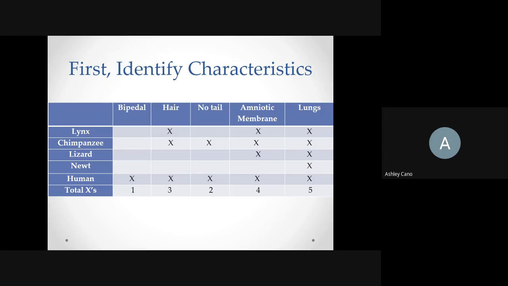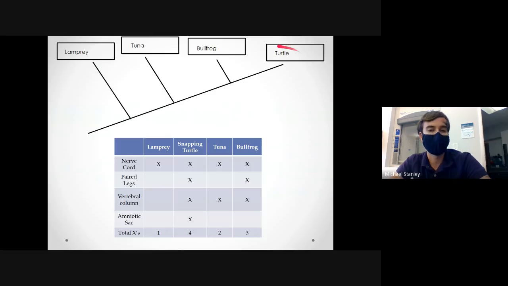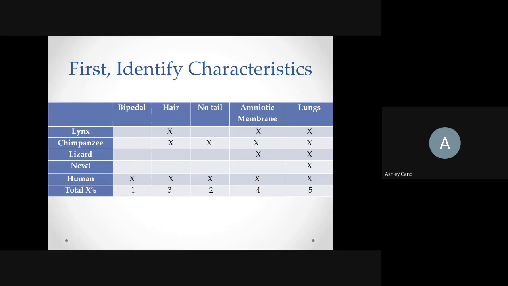Can you repeat the question, please? So if we were making a cladogram just like we did before, just like this one that we were just looking at, which organism is going to go in that first box on the cladogram? What is our least similar, our most simple organism? Would it be the newt?